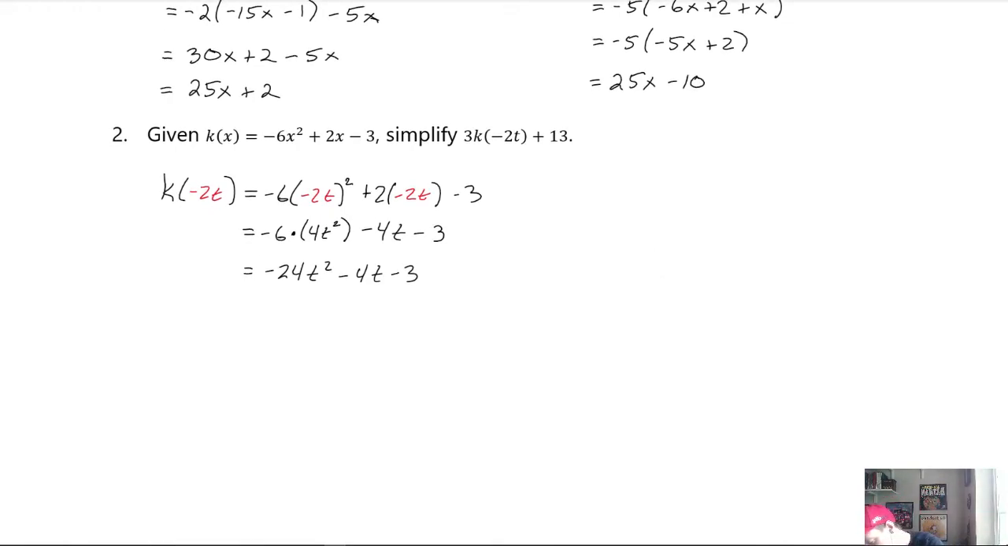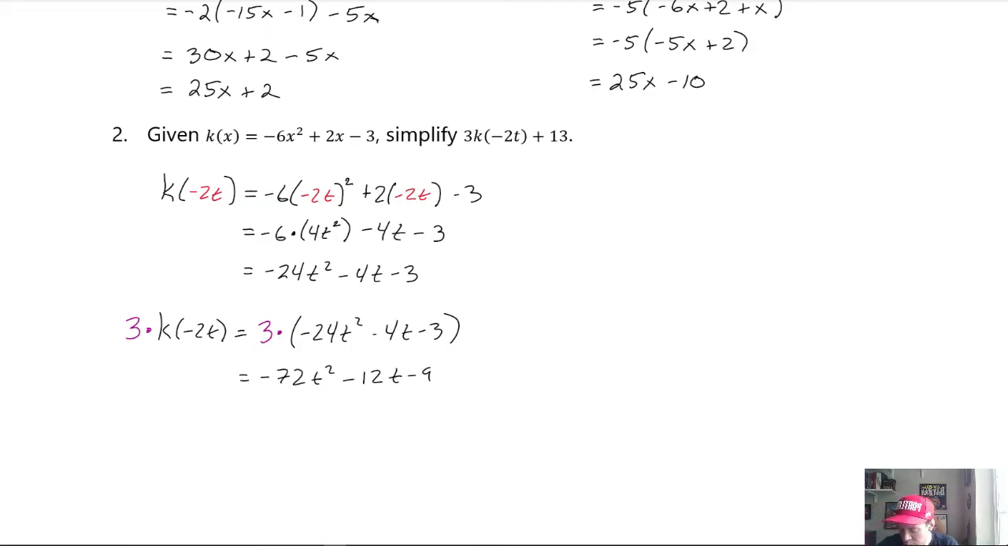Let's now go ahead and get the 3 times k of negative 2t. So this is going to be 3 times everything we just got for k of negative 2t. So that's what we just had, negative 24t squared minus 4t minus 3, all in parentheses. And then we just want to distribute the 3 across here. So we'll get negative 72t squared minus 12t minus 9.